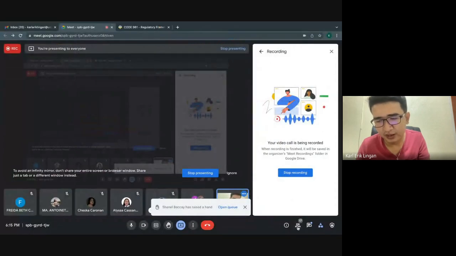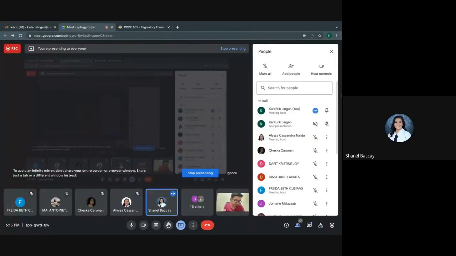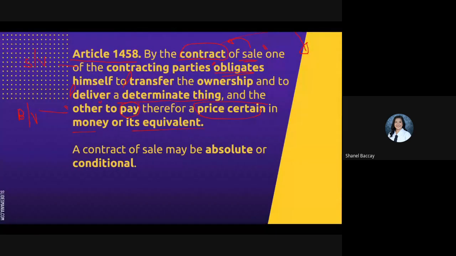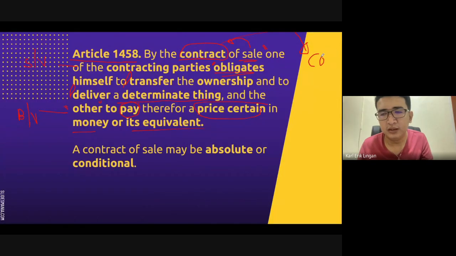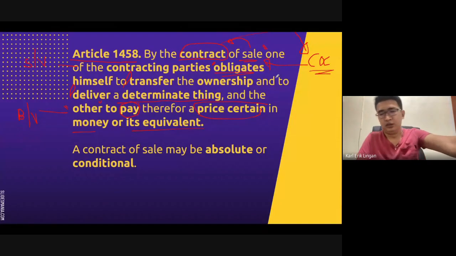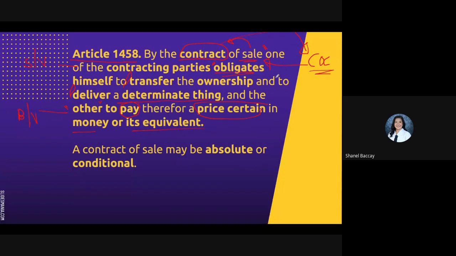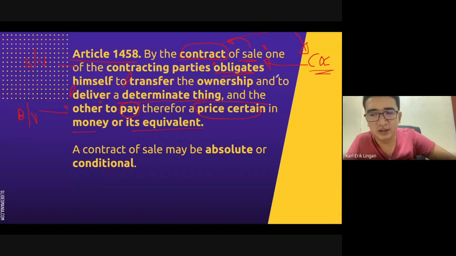Sir, the three elements of contract, sir, yung consent, object, and consideration po. Okay, so it's consent, object, and consideration. Now, if you relate these elements of the contract in a contract of sale, saan dyan ang consent, saan dyan ang object, saan dyan ang cost or consideration? Consent, sir, is yung meeting of the minds, yung consent to transfer ownership in exchange for the price, sir. Then yung object, sir, in the contract of sale is yung subject matter. Which is?